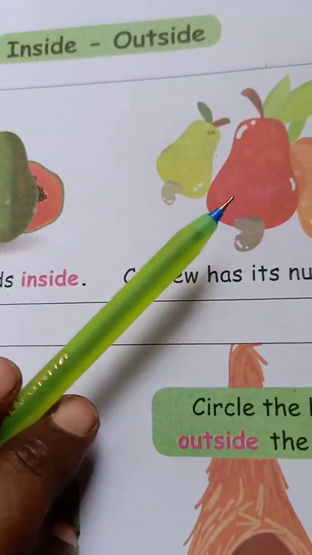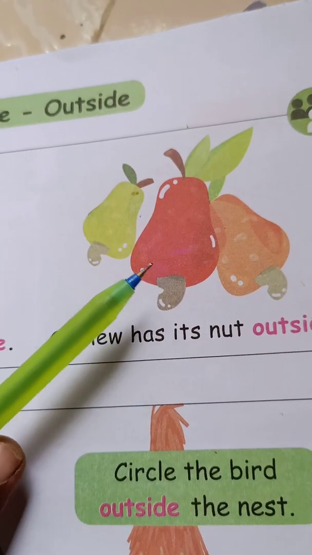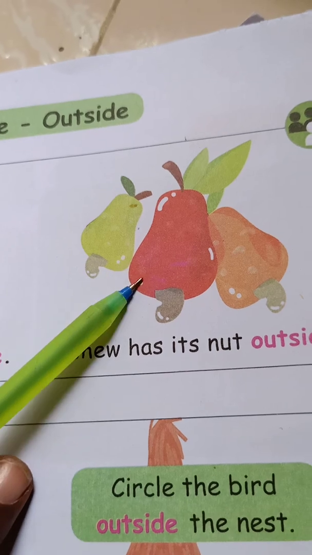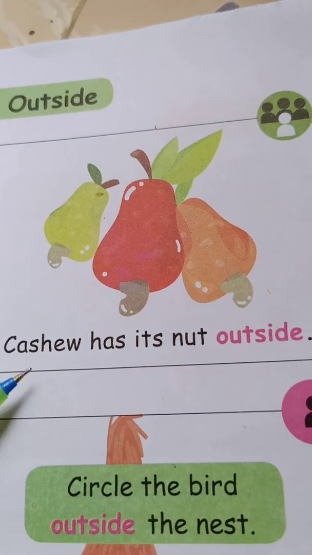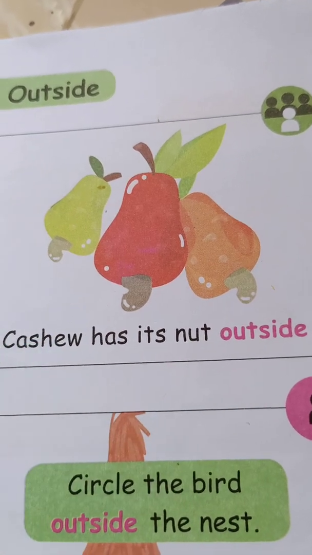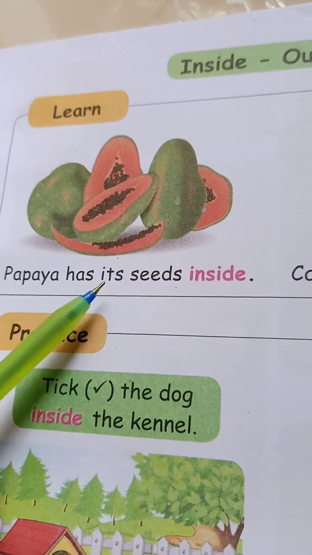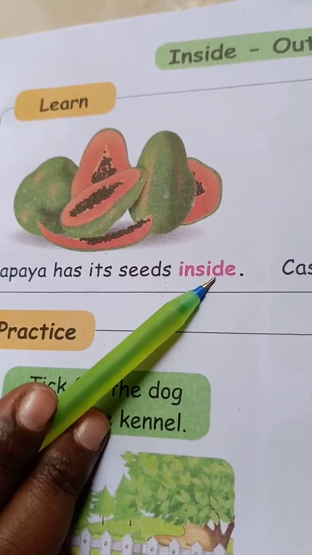But this, do you know the name of this fruit? This fruit name is cashew nut. But this fruit has its nut outside. Can you see? Cashew has its nut outside. This one, papaya. Papaya has its seeds inside.